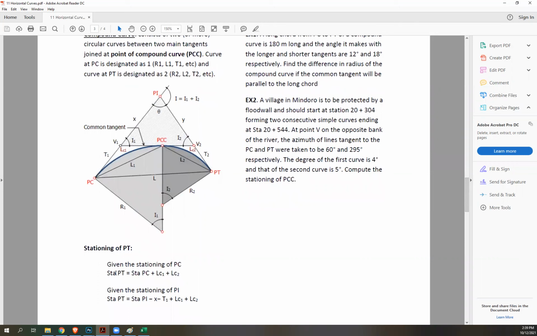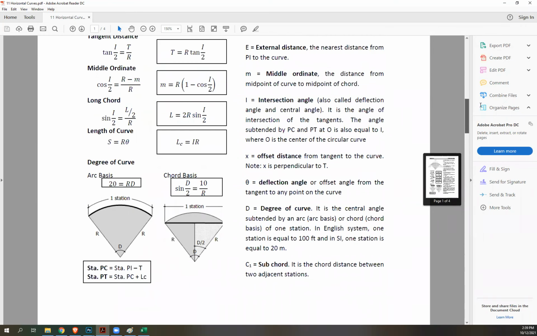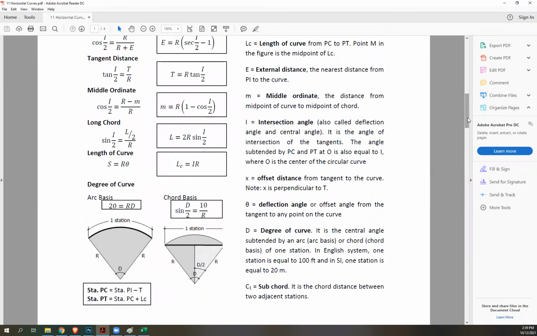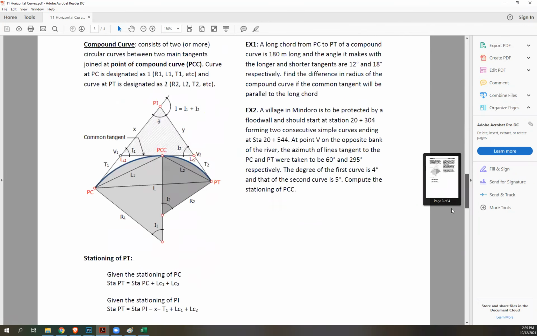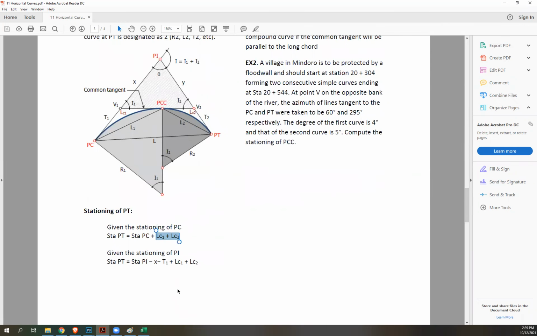Now, we have other equations here. Given stationing of PC, station PT is station PC plus LC1 plus LC2. So it's similar to the previous equation where PT is PC plus LC, but here since we have two curves, we have to add both the lengths of curves, so LC1 and LC2.